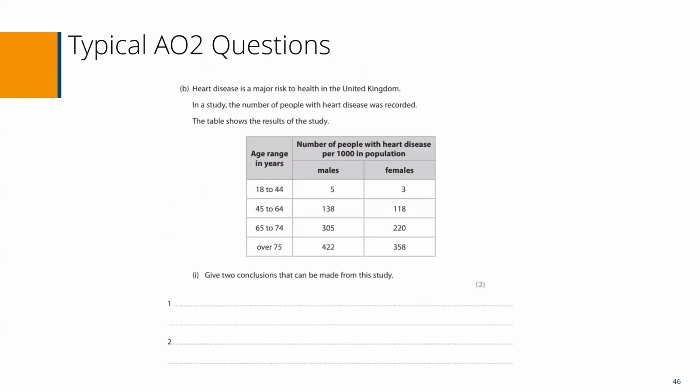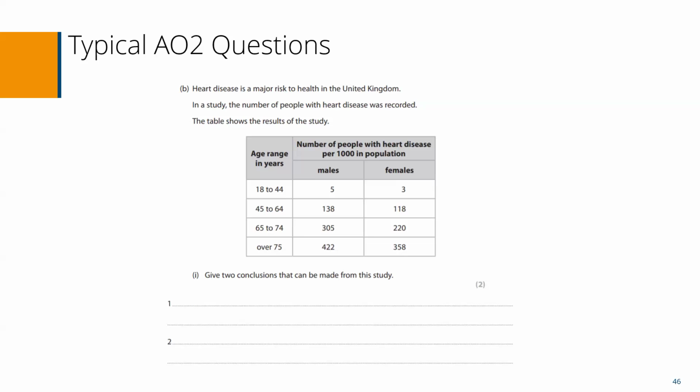So here's a typical AO2 question. Heart disease is a major risk to health in the United Kingdom, right? That's just an introduction. In a study, the number of people with heart disease was recorded. Right, okay. The table shows the results of the study. Right, I'm not going to look at the question yet. I'm going to get that table into my head.